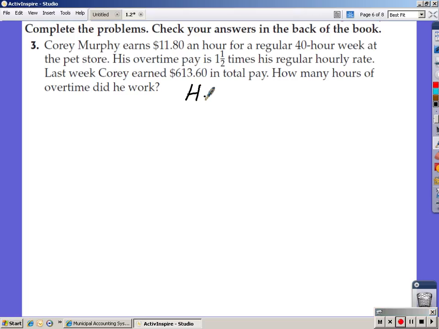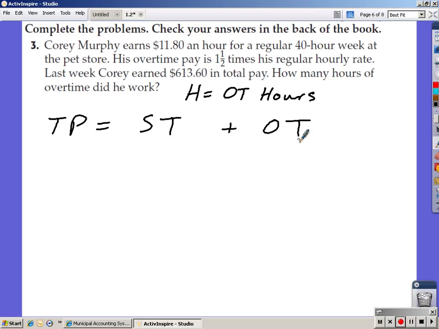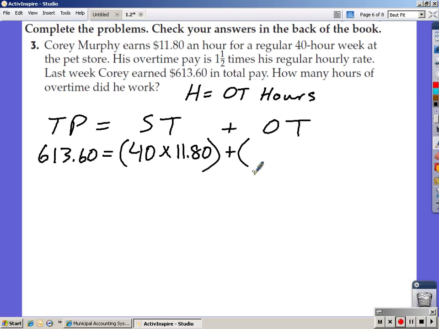Okay, so again, let H represent your overtime hours. Think back to your formula. Your formula was total pay equals straight time plus overtime. That's exactly what we're doing. My total pay is $613.60 equals my straight time, which is 40 hours at $11.80, plus my overtime. I don't know how many hours I worked, but I do know that $11.80 is my pay rate times my overtime rate of 1.5 times H. Okay? So we work this out.